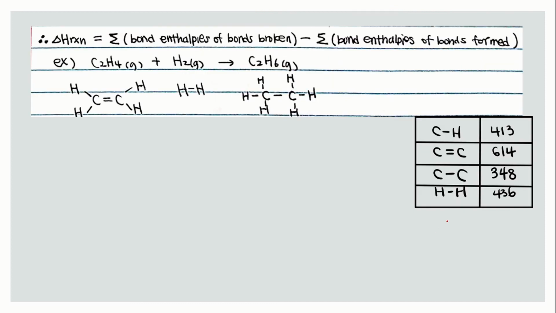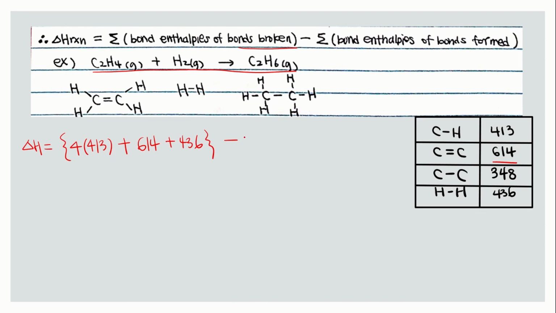I have another example here. First, if they give you the reaction, you first have to draw the Lewis diagrams for each of the molecules, and then you do the calculations. So you first have to find all the bond enthalpies of bonds broken in reactants. So you have 4 CH bonds, which is 413. Then you have 1 carbon double bond, which is 614. And then you have 1 hydrogen-hydrogen bond, which is 436.